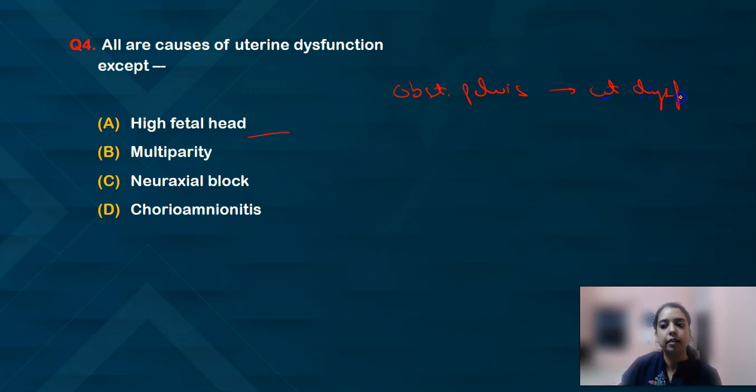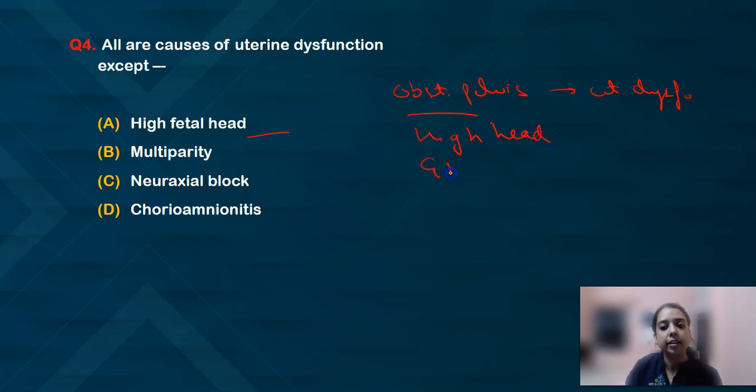So if there is uterine dysfunction occurring, if the uterus is not contracting properly, you are giving oxytocin, but still the contraction is not happening, think that there might be obstruction. Pelvis might be contracted or the baby might be big. Because if the uterus is trying to push the baby and there is no space to go down, the uterine malfunction starts happening. So obstructed pelvis, high head is a common cause of uterine dysfunction.